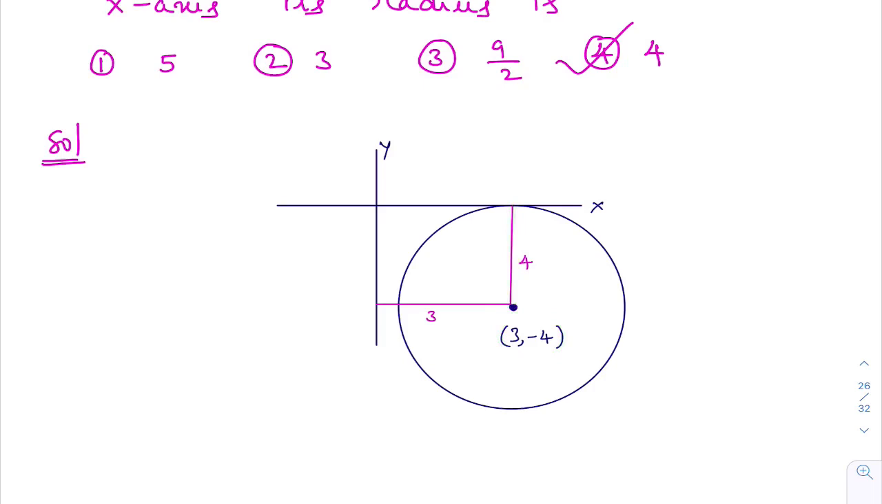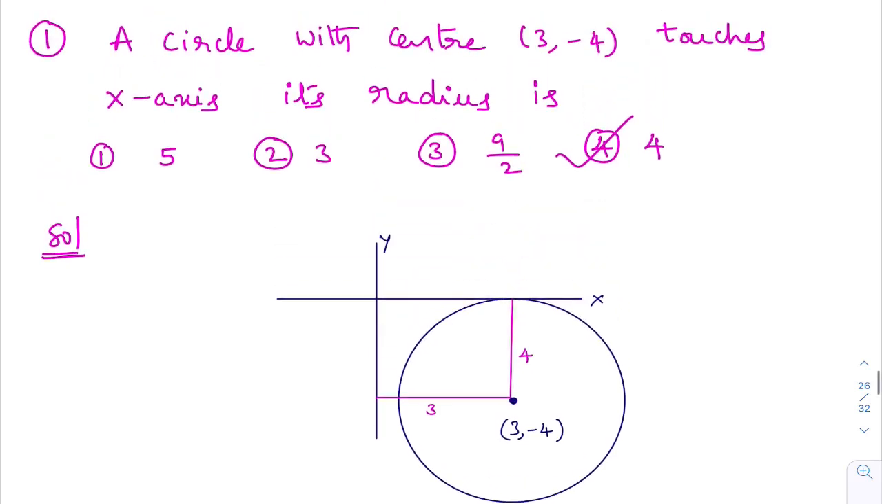So you observe this circle. What is the radius of this circle? This is the radius of the circle. I hope you are understanding. As this circle touches the x-axis and this point is (3, -4), we can easily say that the radius of this circle is 4 units. So here you see 4 options are given. The fourth option is the right option. I hope you understand this.